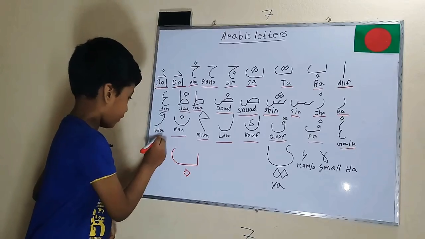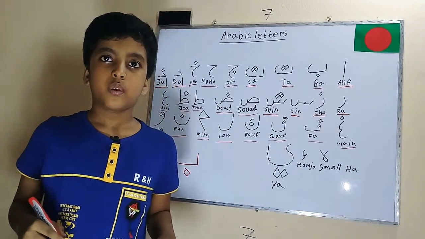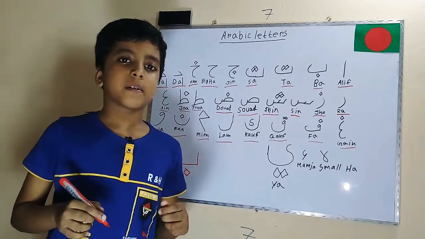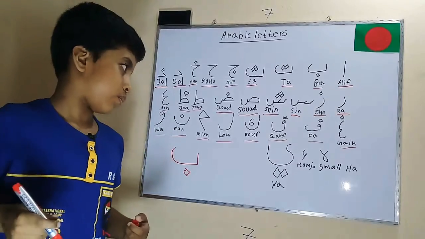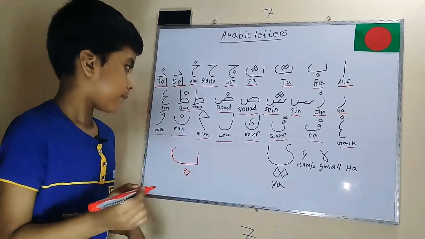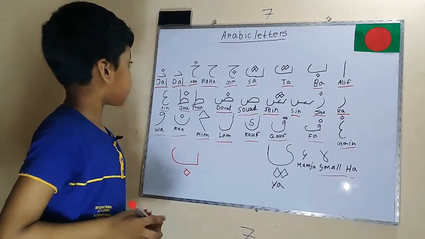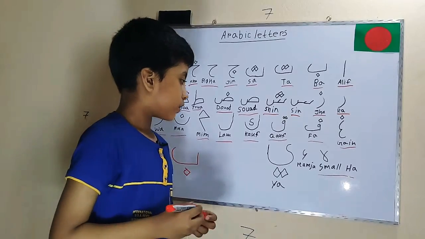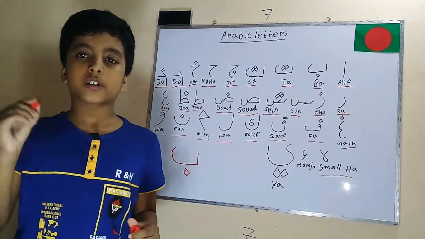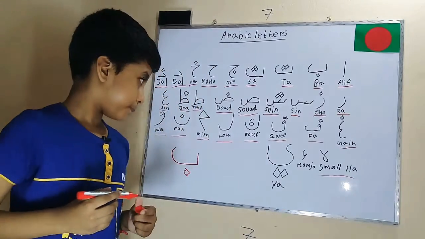And next we have wa. Wa makes the sound o. Some people think that the correct spelling is wow, but actually it's wa. Next we have small ha, that I presented earlier in the video. Now small ha has a bit shorter ha sound than big ha.